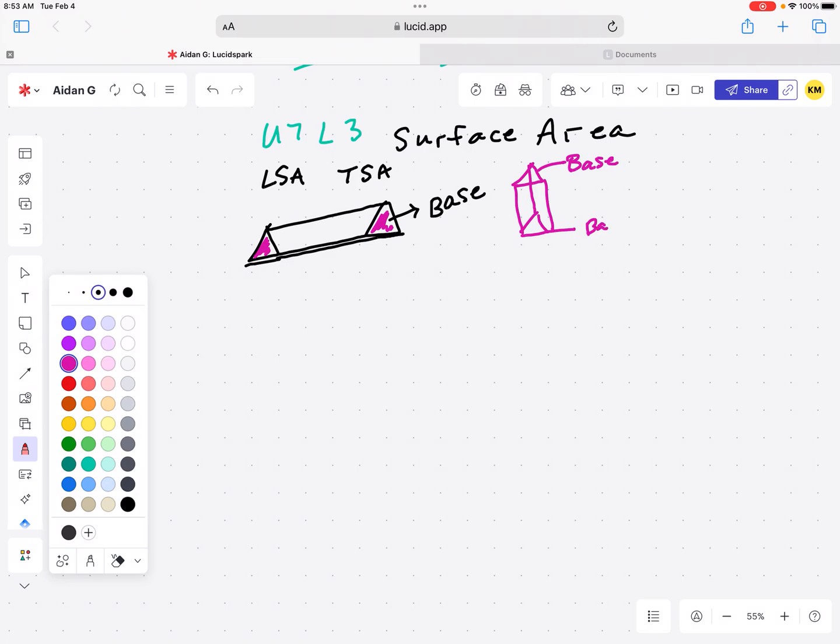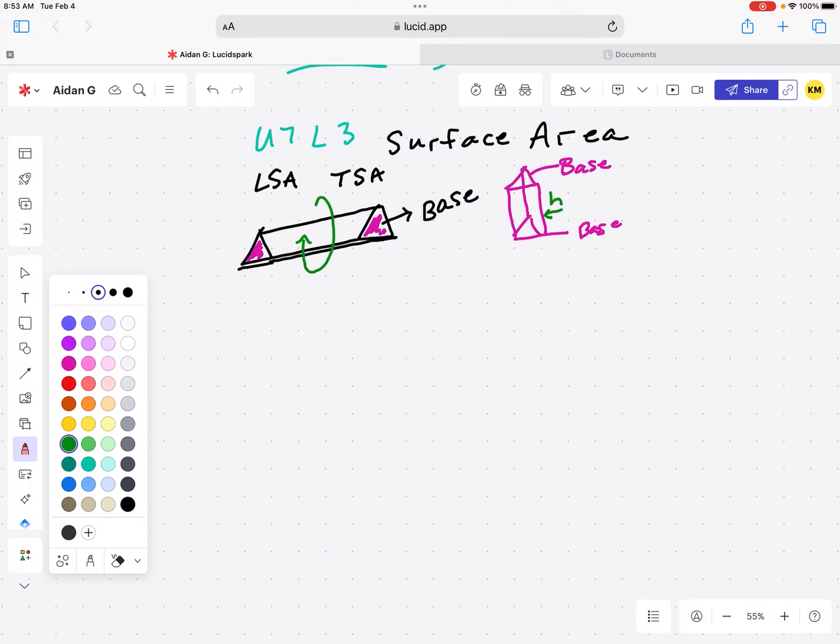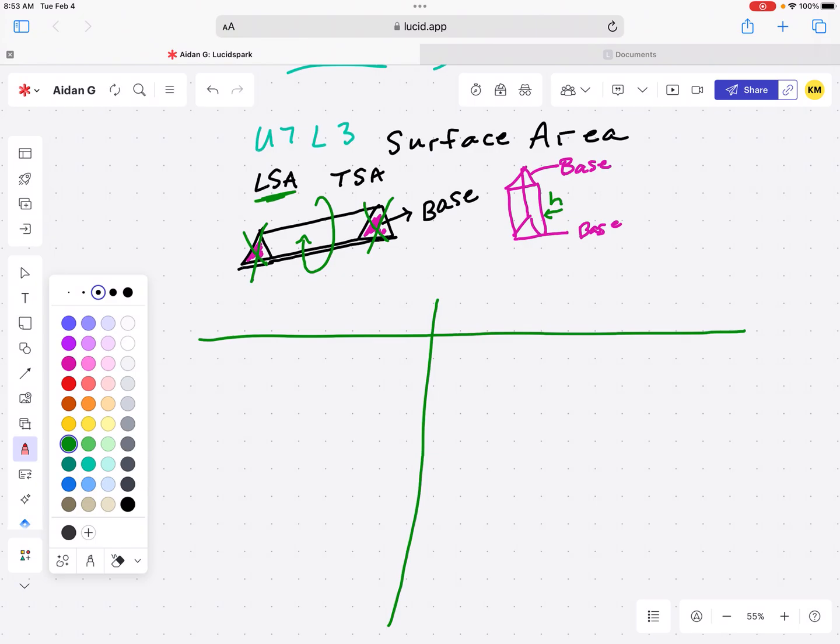What that means is when it talks about the height, it's the height of the figure, not just the height within that triangle. That's important for you to understand. Lateral is just going around the middle and not the bases. Total is everything. So lateral is just the middle. It's the three rectangles.